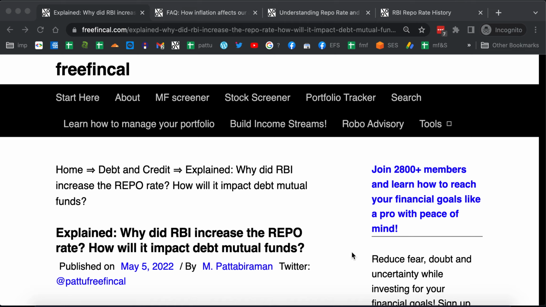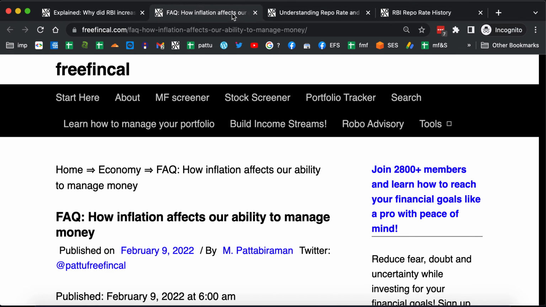So why did it do it? Now, when inflation increases, it typically means there is a higher demand for goods, and that's higher than the supply. That is, the demand for goods is higher than the supply. So we have a detailed FAQ post on how inflation affects our ability to manage money. If you are a complete newbie, I would suggest that you read this article. I'll try to link this article within the video.